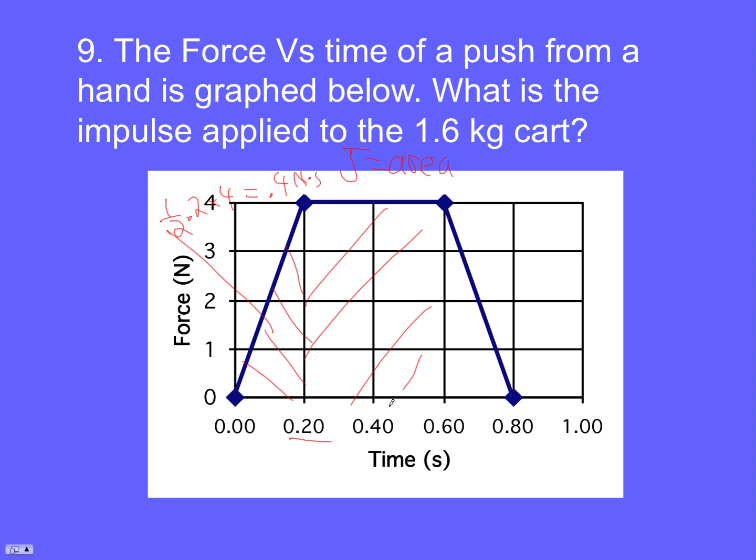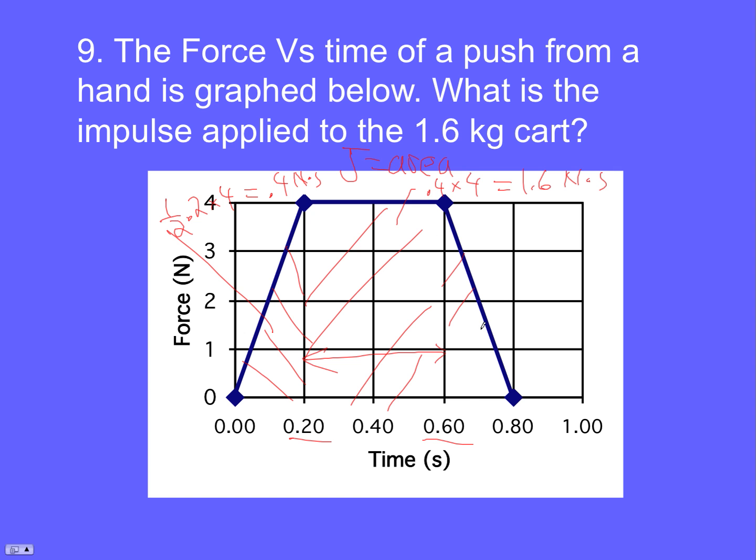Then I have a rectangle, so that's pretty easy. The base is it 0.6? No, it's just the width of this rectangle, which would be 0.4. So watch out for that. And then the height is 4. So I get 1.6 Newton seconds here.